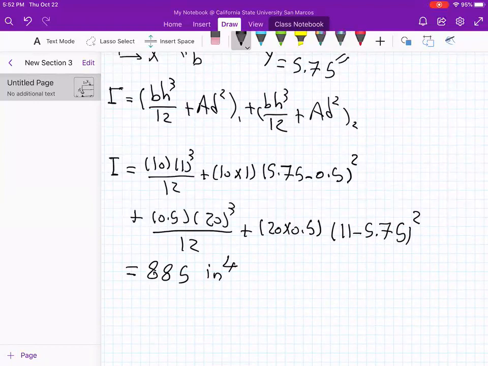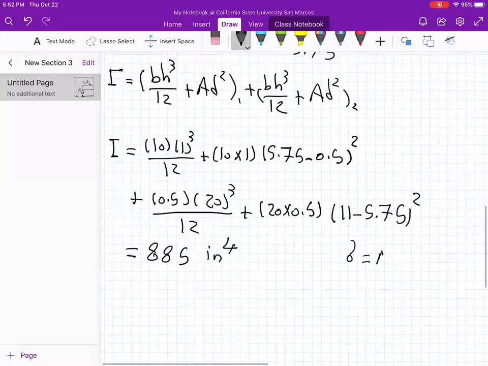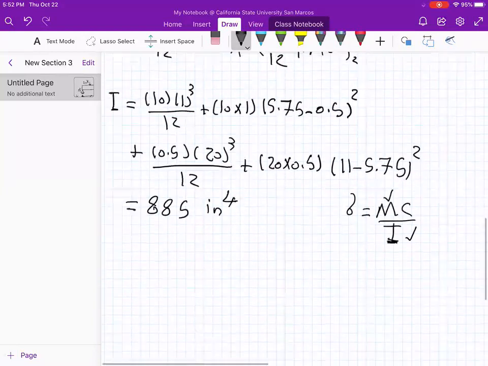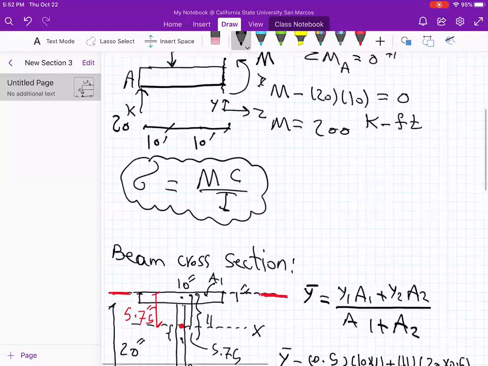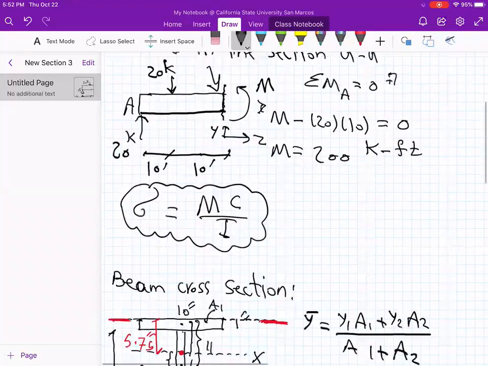So let's review the formula. The formula would be MC over I. We find M, we find I. Now we are very close to finding the hysteresis. To find it, if you remember, let me draw this part on a large scale.